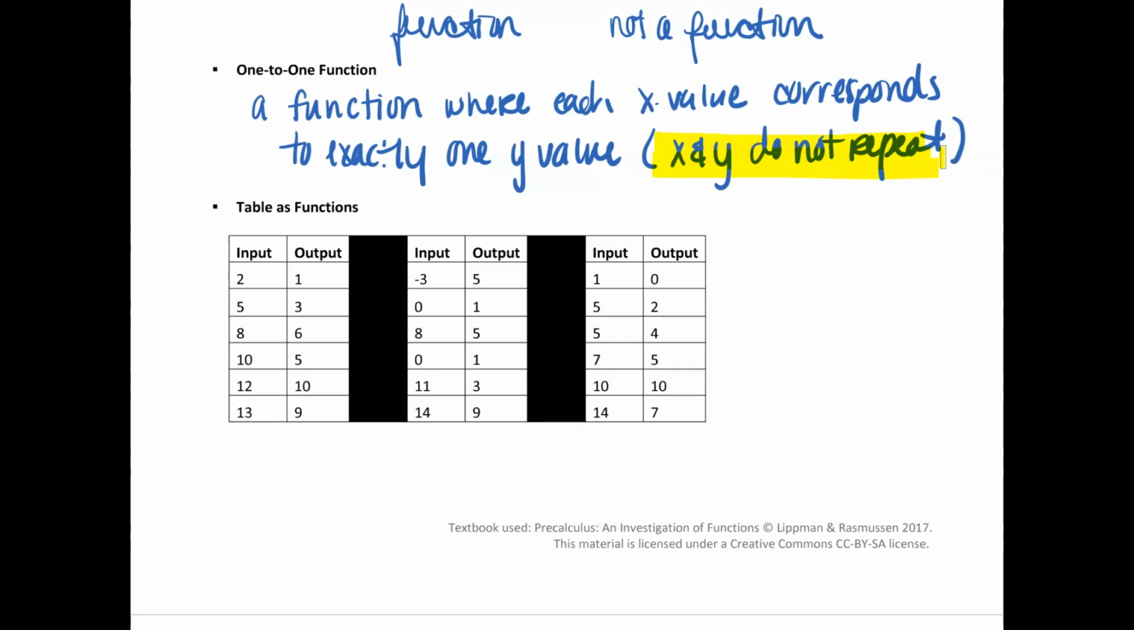And so again, let's look at the same situation. We're going to look at the table of functions here and talk about, is it a function or is it one-to-one?